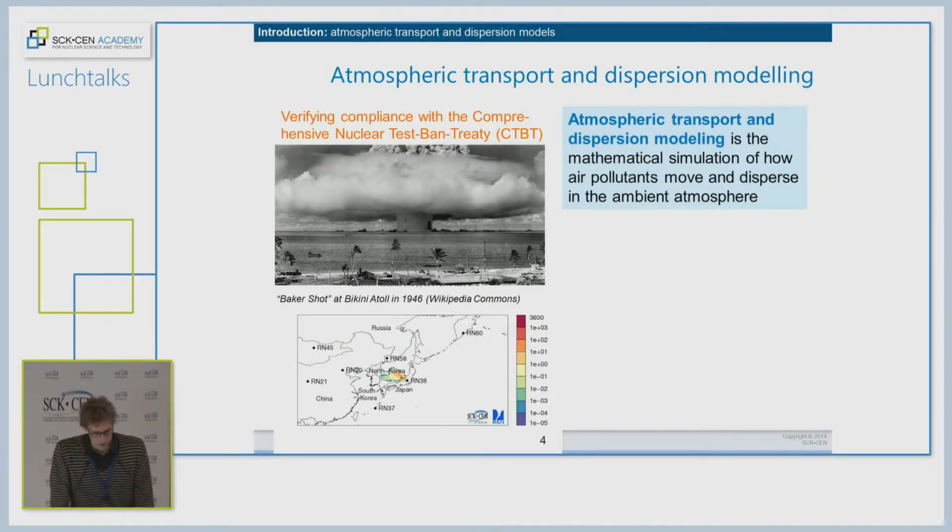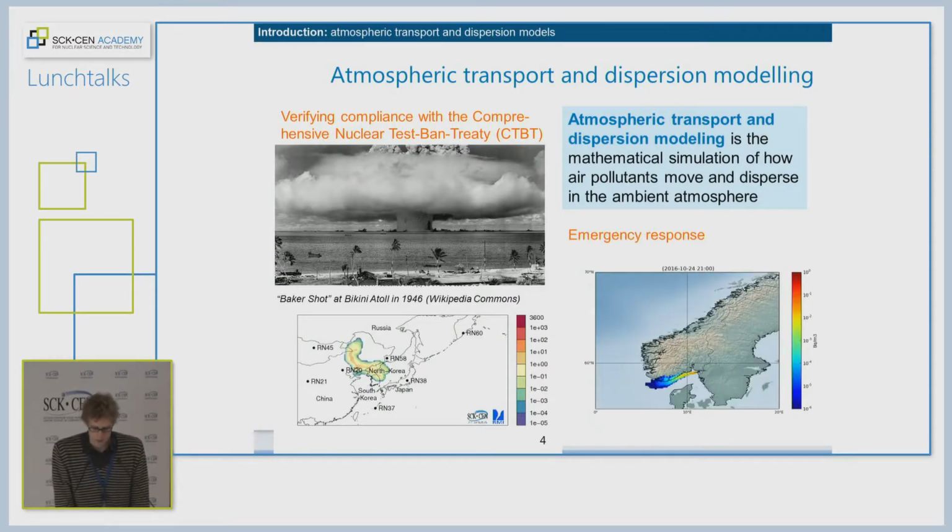And actually, the most part of my PhD is dealing with the CTBT. And two examples later in the presentation will also deal with that. We can also use atmospheric transport models in the case of emergency response, when there is a nuclear incident or accident at a nuclear reactor. And here you see the example of a nuclear power plant in Norway, where there was an incident, I think, at the end of last year.